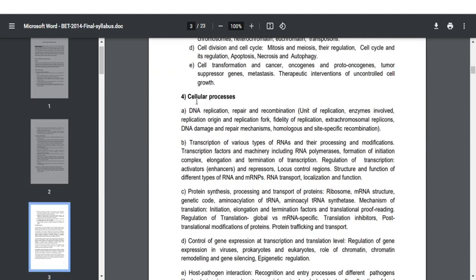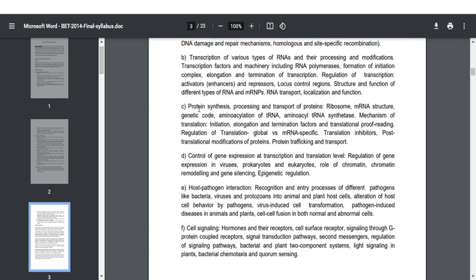Next scoring unit is small bio, that is, cellular processes. One question will be asked from DNA replication, and nearly 2 to 3 questions will come from the transcription topic. From protein synthesis, one question will come from the translation process, and the next question will come from translation inhibitors. At the same time, you should also know about post-translational modification, protein trafficking and transport.